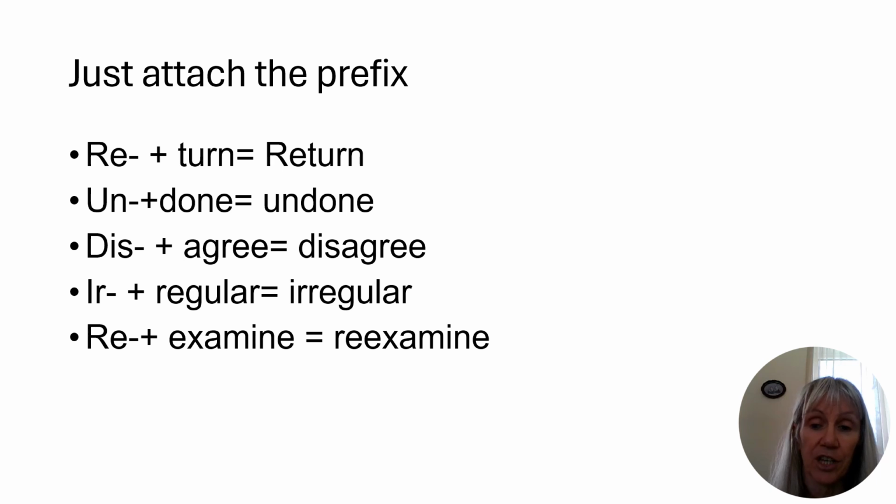In plus regular. Remember, we use ir instead of in when we have an R starting the word root. So we end up with irregular. There is no change in spelling of either the word root or the prefix. Irregular. Re-examine. We have 2 vowels, one at the end of the prefix and one before the word root. Re-examine. Let's re-examine what we just talked about.